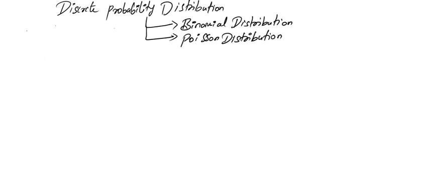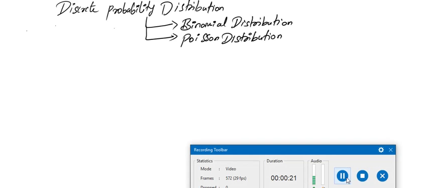Hi everyone. So in this lecture we are going to study discrete probability distribution, and it's two type. One is binomial distribution and Poisson distribution. Proof related to binomial and Poisson in finding the mean, variance and standard deviation. So let's go for the proof.